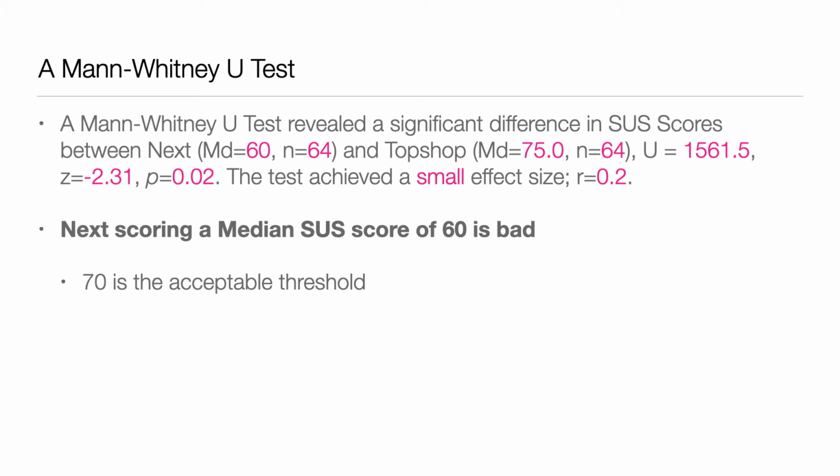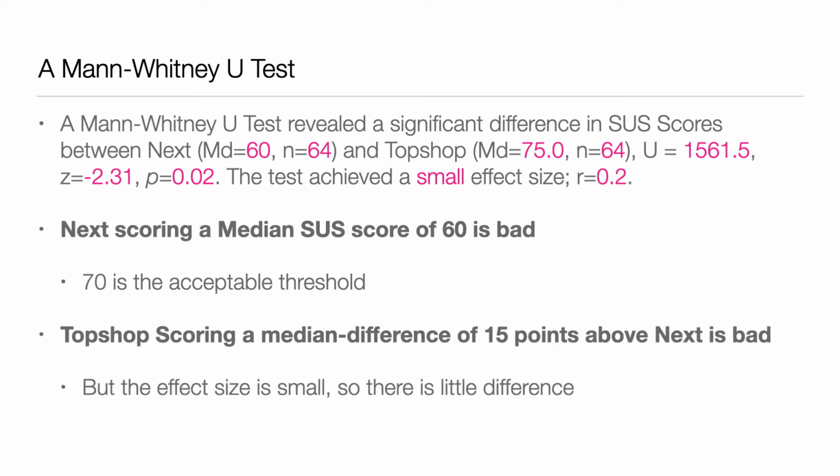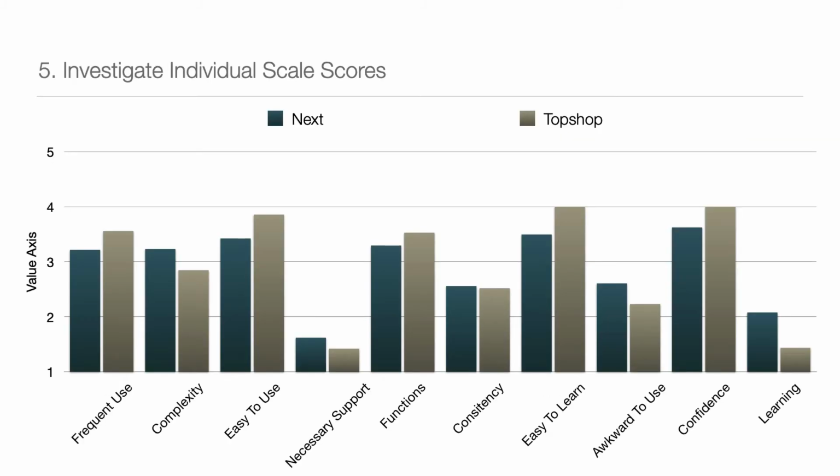So yeah, that's where things are. Topshop is scoring medium, which is 15 points above Next. So yeah, not too great. So let's go and find out where that is. So what we do then, well, now we know there's a difference, we need to understand where the difference is. So what you could do is perform a whole load of individual SUS tests, see which one is significantly different. But because we just take a general approach at this point, I'm going to just look at the bar charts. And we can see that there's quite a few differences.